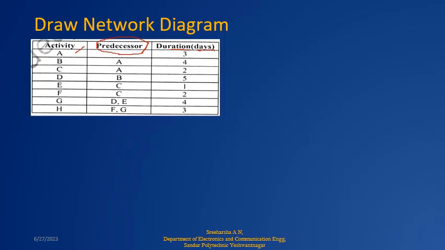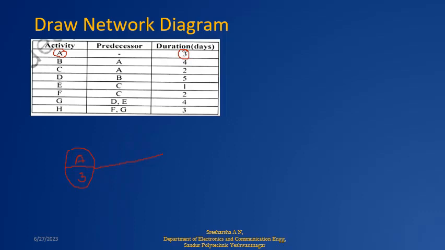So how do we do that? Let us start drawing the network diagram. The first activity is A, and it is consuming 3 days. I can draw this like this. My first activity is A, activity is represented in a circle, and the duration I can write here as 3. This arrow mark indicates the duration. A activity takes 3 days to complete.